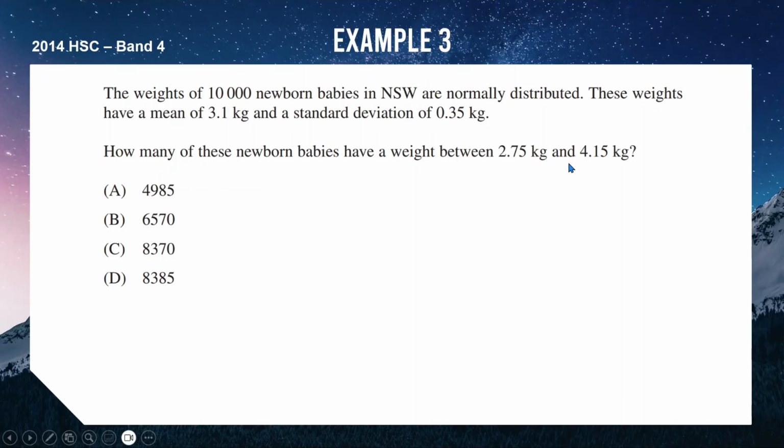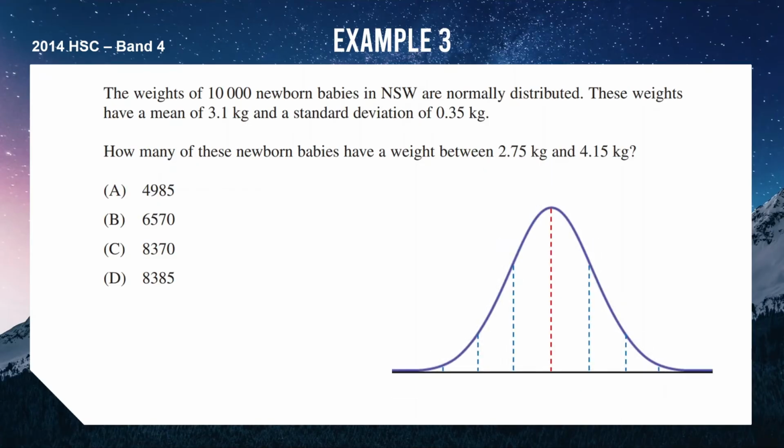Okay, just like with my approach from the previous question, I'm going to get a better understanding of where these numbers are lying by drawing myself a bell curve. It doesn't have to be a beautiful work of art, it just can be a really quick sketch. Mine's going to be beautiful because it's digital, but yours will probably be crap. So in the middle is going to be our mean of 3.1, so I'm going to put 3.1 just here. And I'm going to start adding my step sizes and taking away my step sizes of 0.35 until I've got my two numbers that I need, which is 2.75 and 4.15.